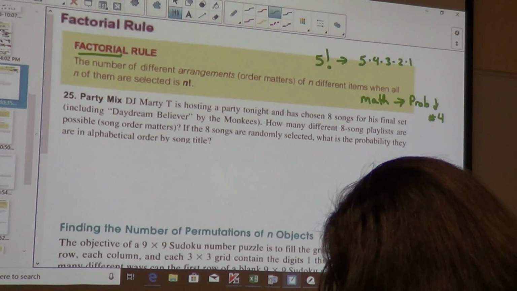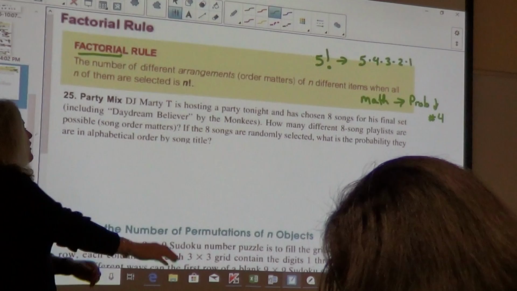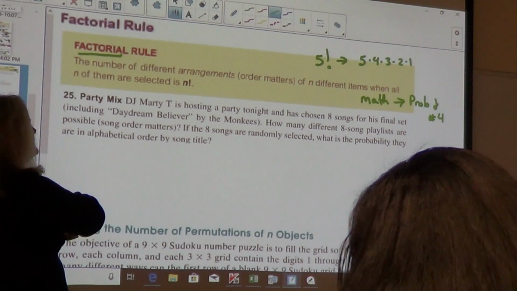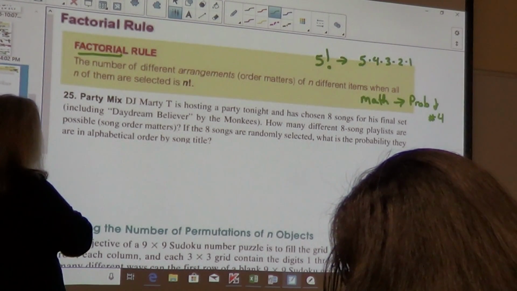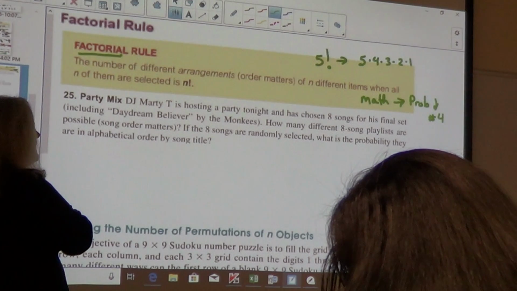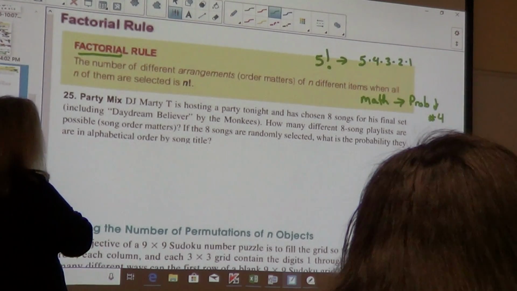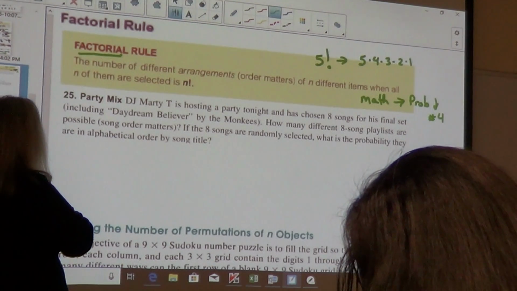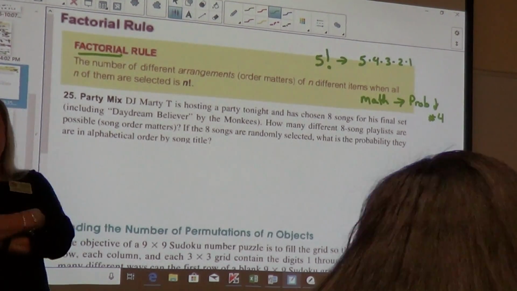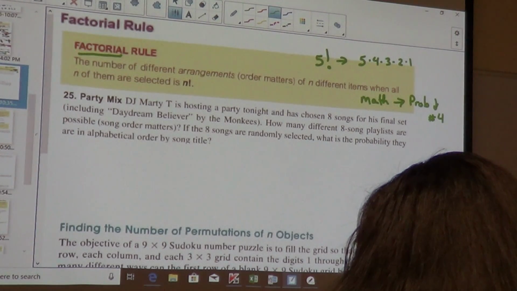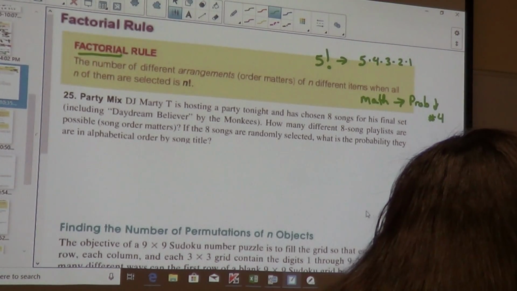Now, DJ Marty T is hosting a party tonight. He has chosen 8 songs for his final set. How many different 8-song playlists are possible? Song orders matter. If the 8 songs are randomly selected, what is the probability they are in alphabetical order by style?